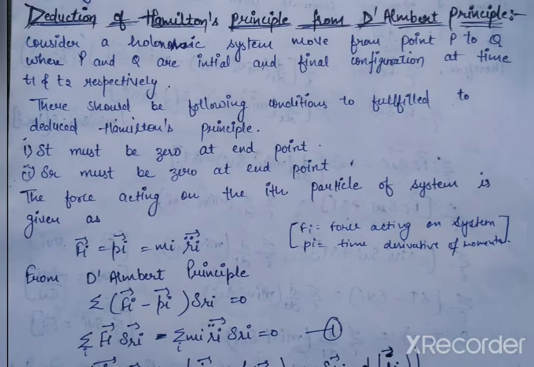Consider a holonomic system moving from point P to Q, where P and Q are the initial and final configuration at time t1 and t2 respectively. हम एक holonomic system consider करेंगे. Holonomic system means one which depends on the generalized coordinates, that is time, velocity, coordinate, etc. This holonomic system moves from point P to Q. P is the initial configuration at time t1 and Q is the final configuration at time t2.